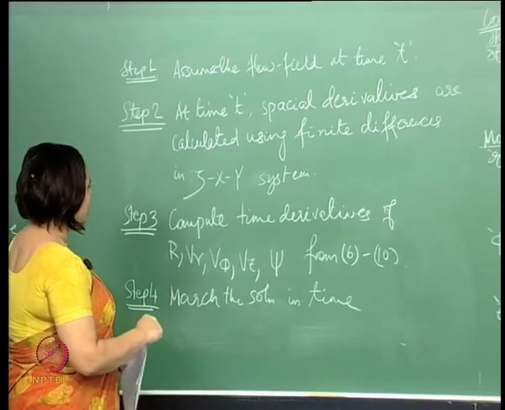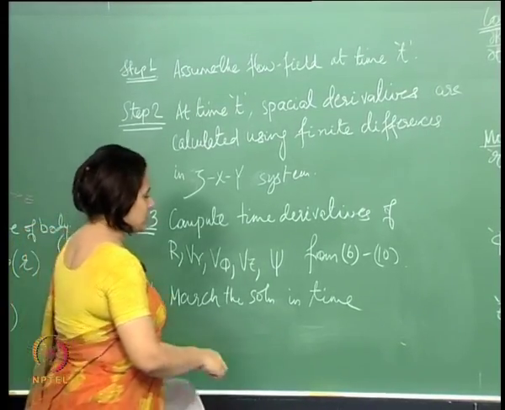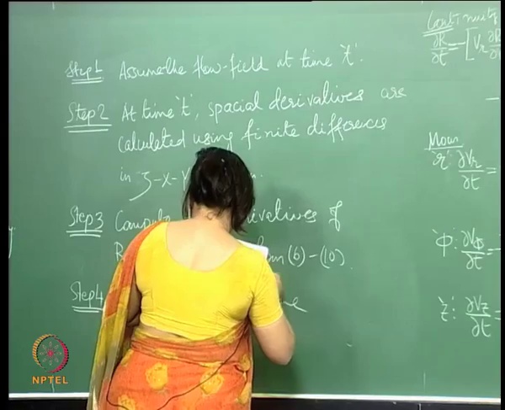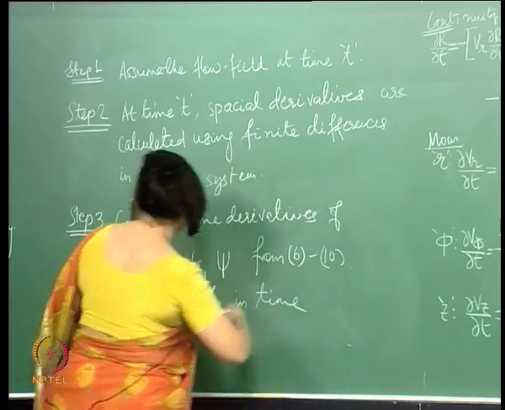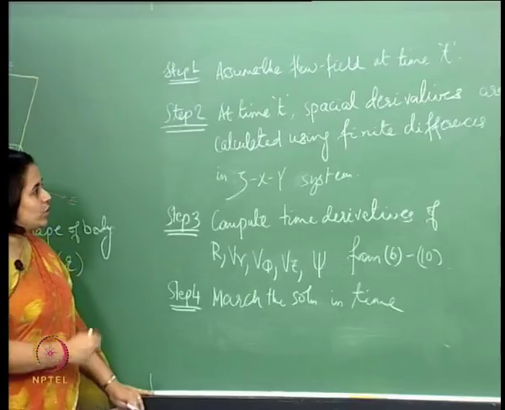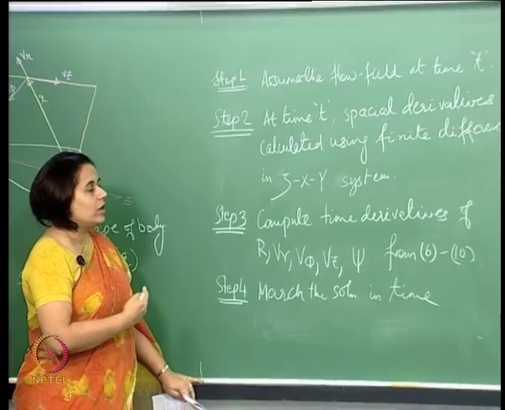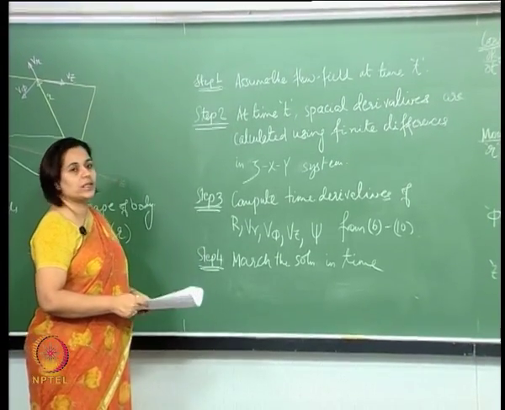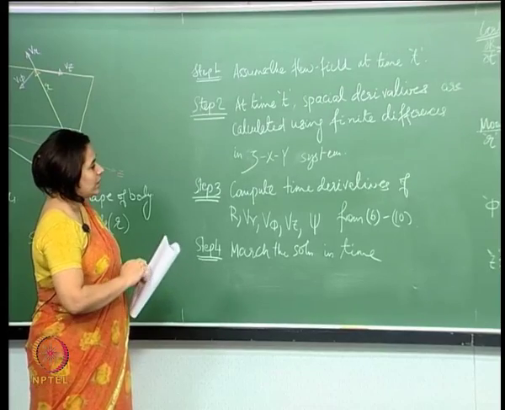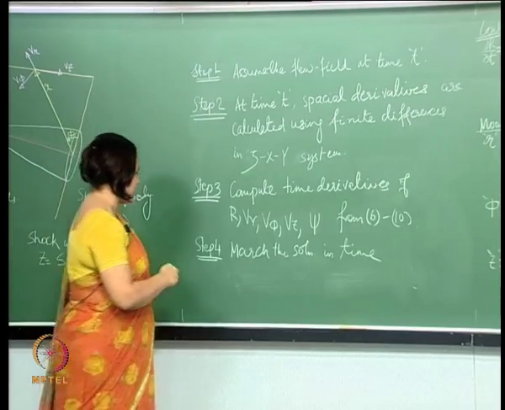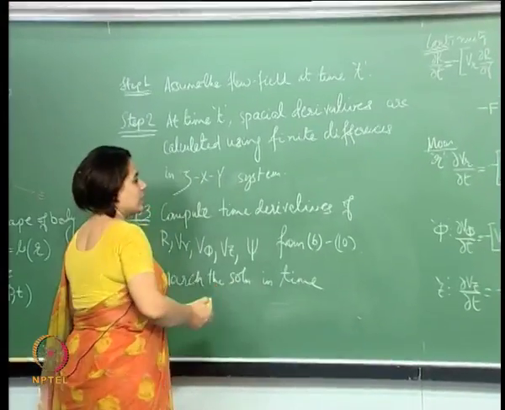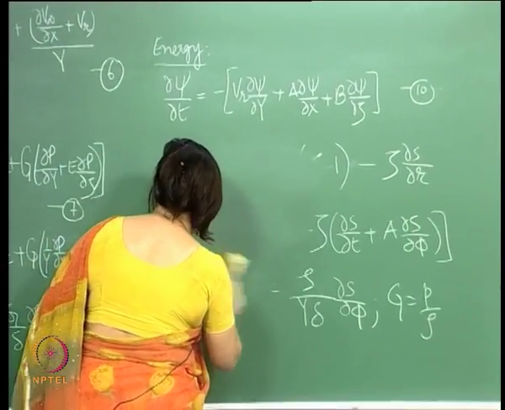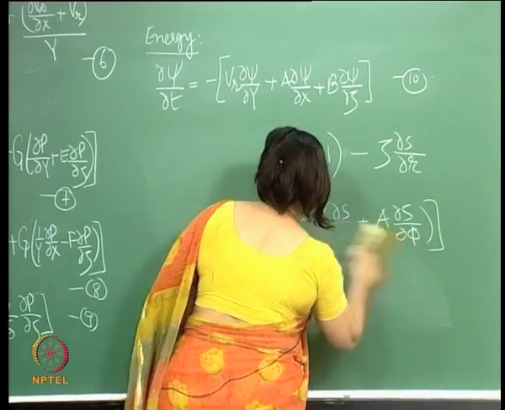So, what we will do is march the solution in time, which means that we will find out the flow properties at time t plus delta t, using the predictor corrector approach. So, let us go and talk about that a little bit. Let me erase just this, because I am going to use these equations, so it is important for you to see.